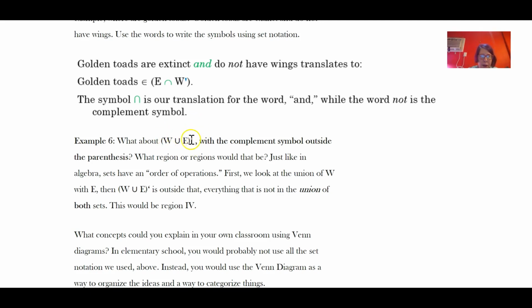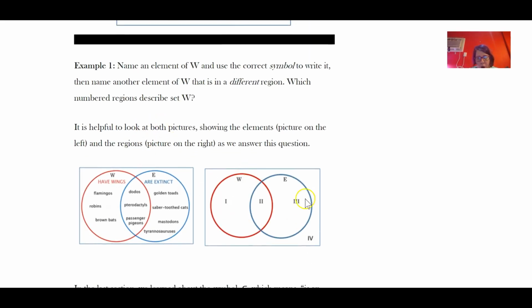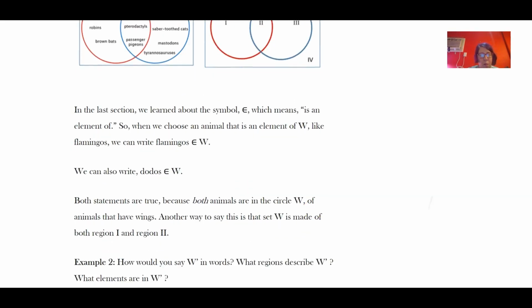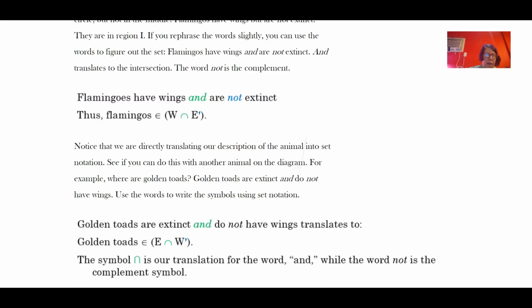So there's sort of an order of operations for sets, just like with algebra, where you look inside the parentheses first. So remember W union E? So W union E is all of both circles, right? So now if it says W union E and then parentheses not on the outside, it's everything that's not this stuff right here. So what region would that be? Just this region right here. Imagine everything that's not this whole part here, and you've got that region on the outside. We don't happen to have any animals in that region, but if there were, then we would list those animals.